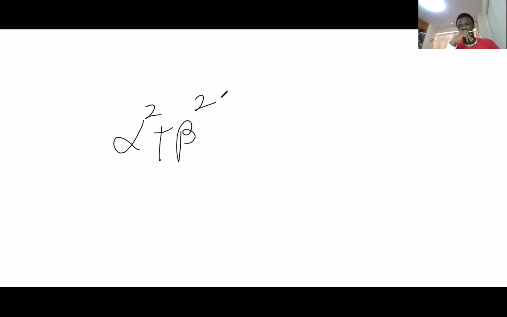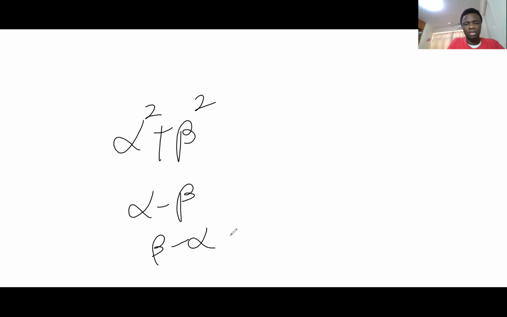Look at this: alpha squared plus beta squared. If I change the position of alpha and beta, do I get the same thing? Yes, you get the same thing. Look at alpha minus beta. If I change the position of alpha and beta, what does that become? It becomes beta minus alpha, which is the negation of this, right?